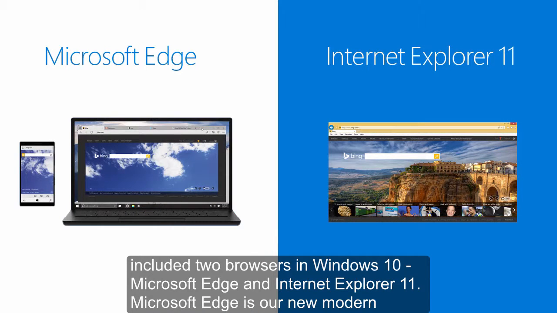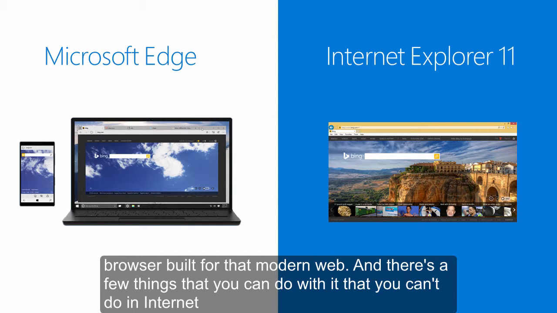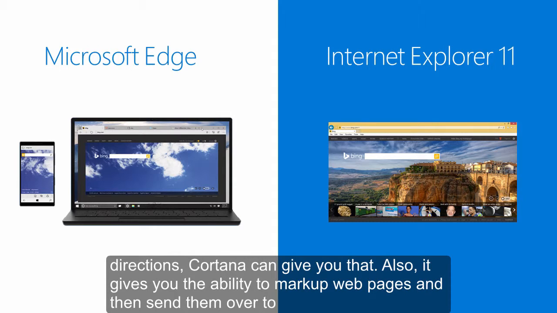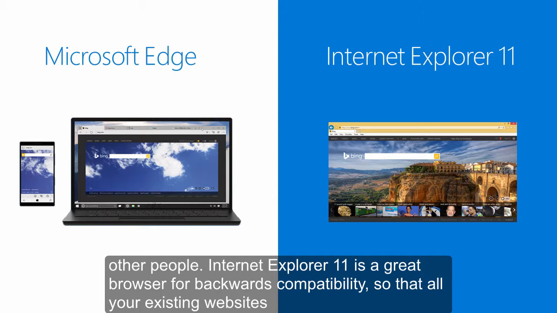We've also included two browsers in Windows 10, Microsoft Edge and Internet Explorer 11. Microsoft Edge is our new modern browser built for the modern web, and there are a few things you can do with it that you can't do in Internet Explorer 11. First is integration with Cortana. If you're looking at a restaurant web page and you need directions, Cortana can give you that. It also gives you the ability to mark up web pages and send them to other people.